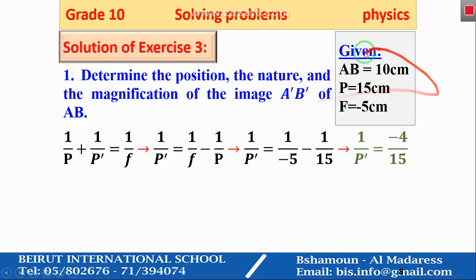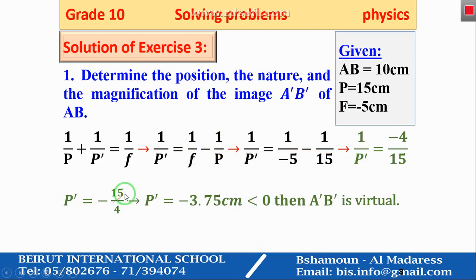Using the given, we know that P is equal to 15 and the focal length is equal to -5 cm. So by substituting, 1 over P' is equal to 1 over F minus 1 over P. We substitute F by -5 and P by 15, we get 1 over P' is equal to -4 over 15, which gives that P' is equal to -15 over 4, so P' is equal to -3.75. As we said, if P' is negative, this shows that A'B' is a virtual image and not a real image.